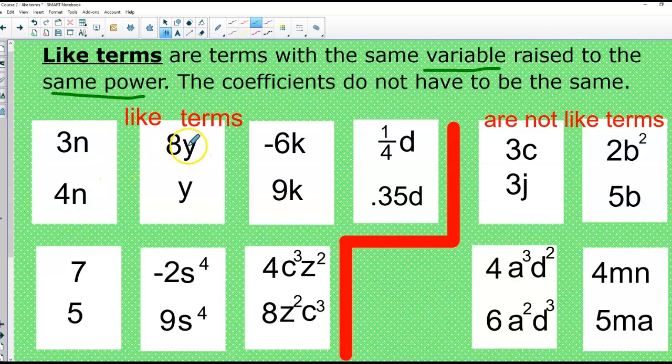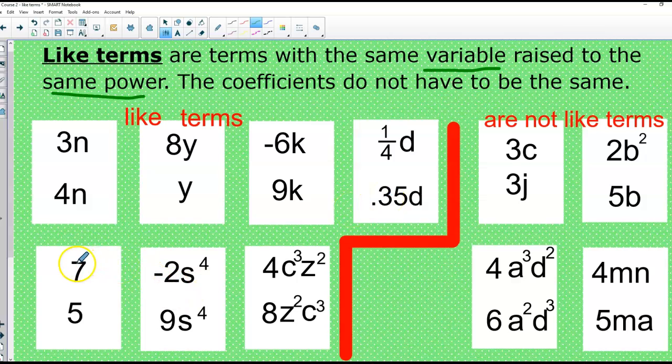Looking at this one, 8y and y are like terms. They have the same variable and they have the same power. Right? Negative 6k and 9k, same variable and same power. There isn't any. Now, don't let it throw you that one's negative and positive. We do not care about this number in front. We're only looking at variables and we're looking at the exponents. Same with this one. They both have a d as their variable and there is no exponent, so they are the same. It does not matter that this is a fraction and this is a decimal. We don't care about that.